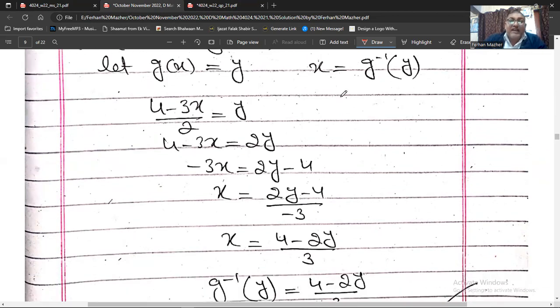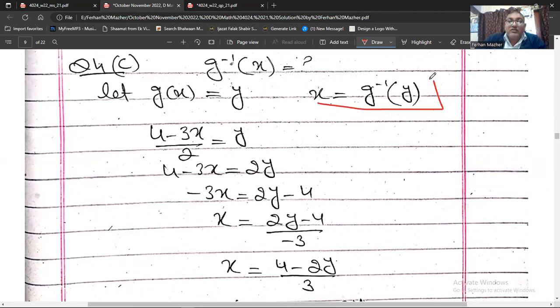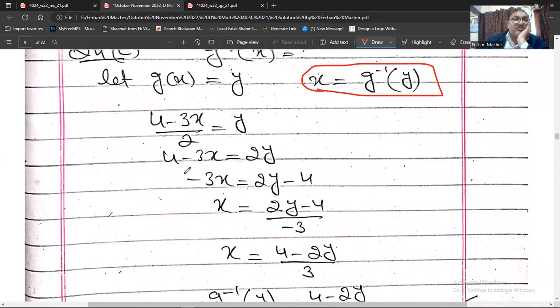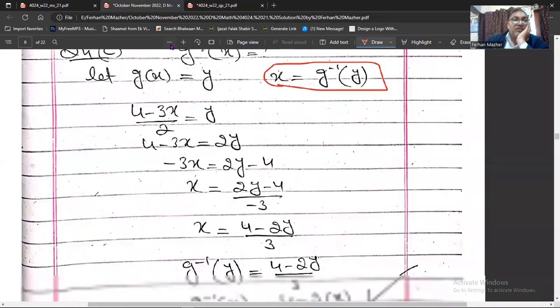And in the place of x, I will substitute this value. So x will be g inverse of y equal to 4 minus 2y divided by 3. So I will change the variable. So g inverse of x will be equal to 4 minus 2x divided by 3. So this is question number 4, it's C part.